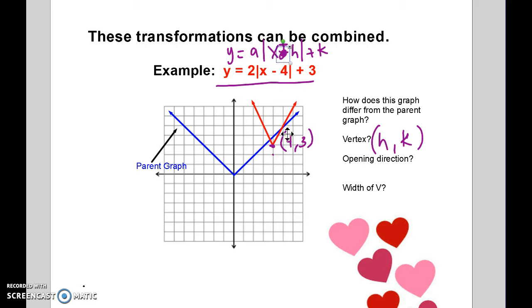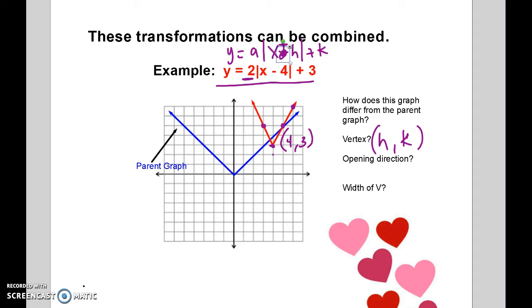So my vertex is always h and k, which means it's going to be the opposite of the number in here, positive 4, and this same number on the outside, 3. So the opposite of what's inside and the number on the outside stays the same. That is your vertex. And then it would be very easy to graph because all you have to do is take the number in front, the a, and use that as your slope on each arm. So it's 2, which is the same as 2 over 1. So I go up 2 over 1. Up 2 over 1, and do the same thing on the other side.